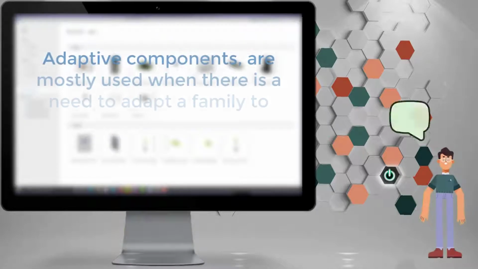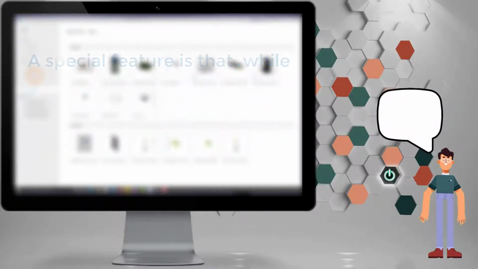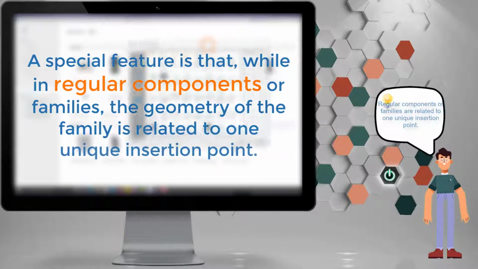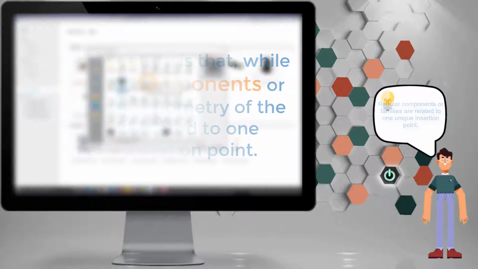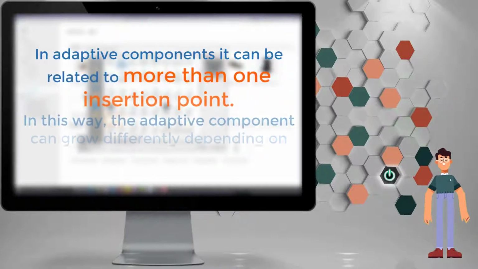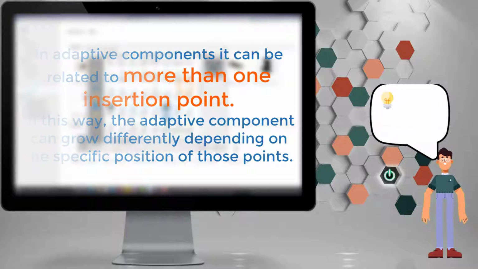Adaptive components are mostly used when there is a need to adapt a family to different positions in space, following parametric rules. A special feature is that, while in regular components or families, the geometry of the family is related to one unique insertion point, in adaptive components it can be related to more than one insertion point. In this way, the adaptive component can grow differently depending on the specific position of those points.